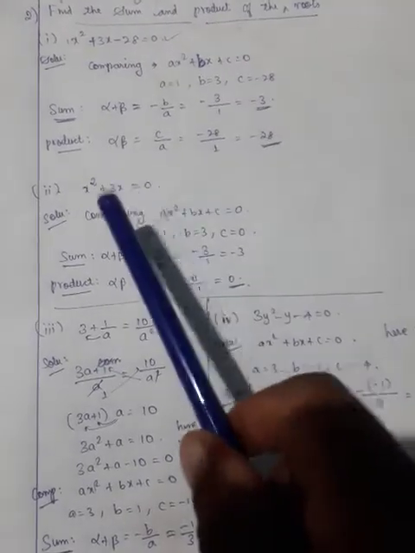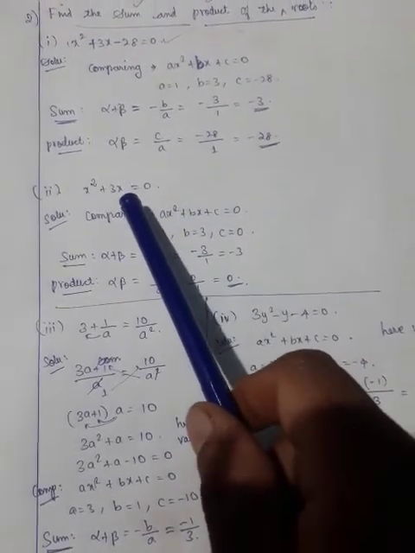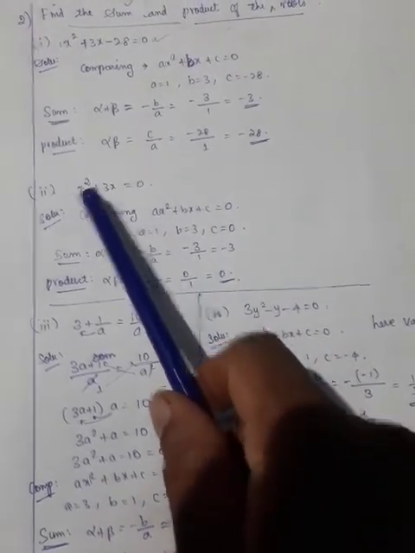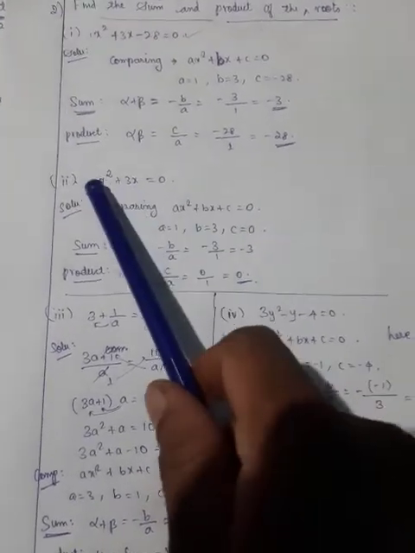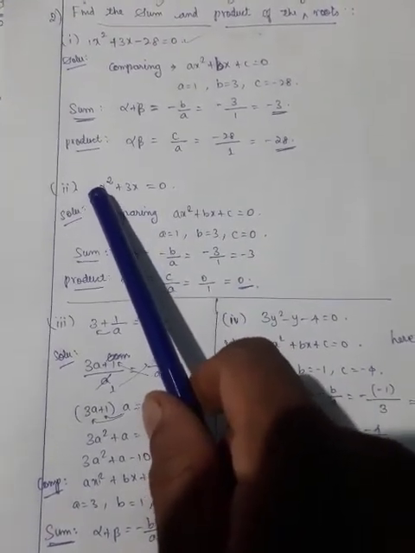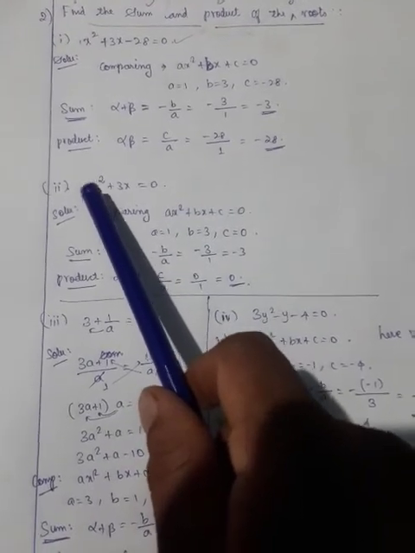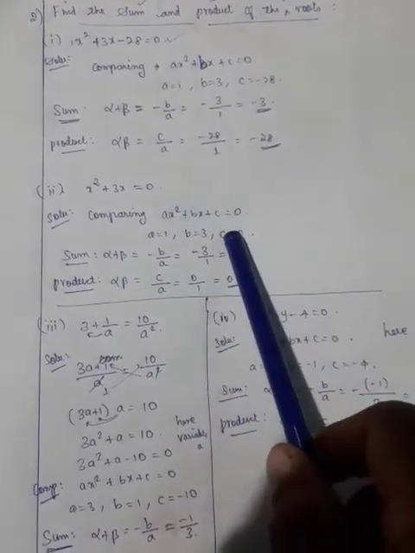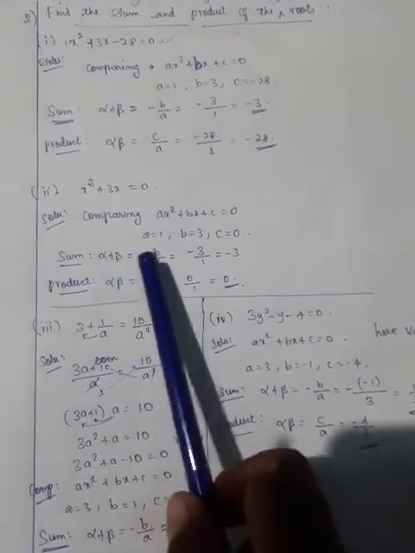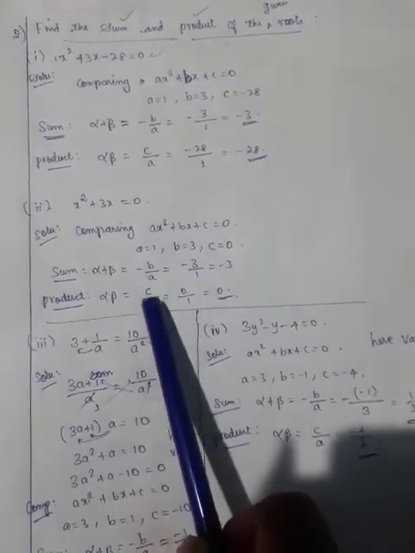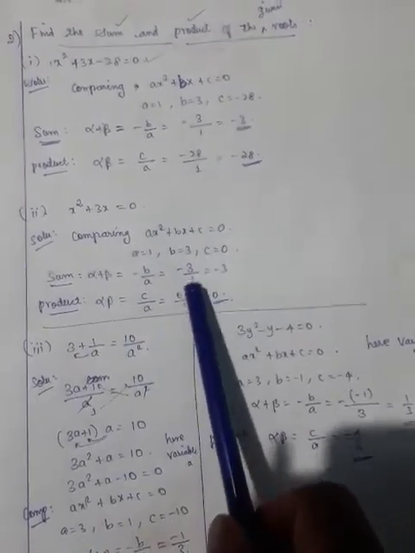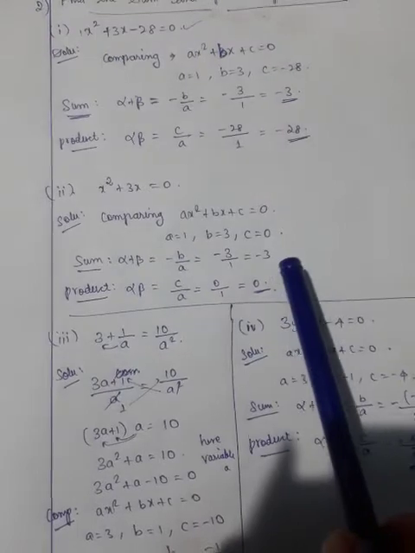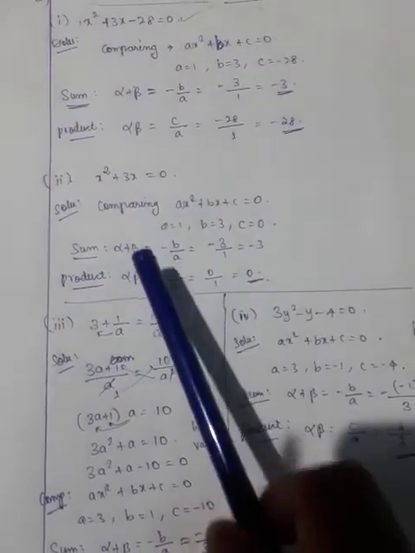The second one, x square plus 3x equal to 0. Here the constant part is not given, so we take the c value as 0. Comparing this equation, a value 1. If there is no value here, we consider 1. This is a polynomial equation rule. So a value 1, b value 3, c value 0. We know this formula: alpha plus beta equal to minus b by a, alpha beta equal to c by a. So minus 3 by 1 equal to minus 3, because the denominator is 1, we write minus 3 only. Here 0. So this is the sum and product value.